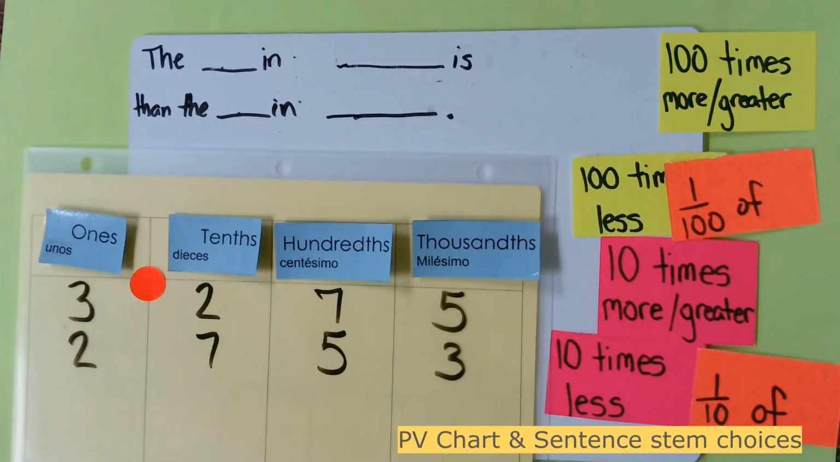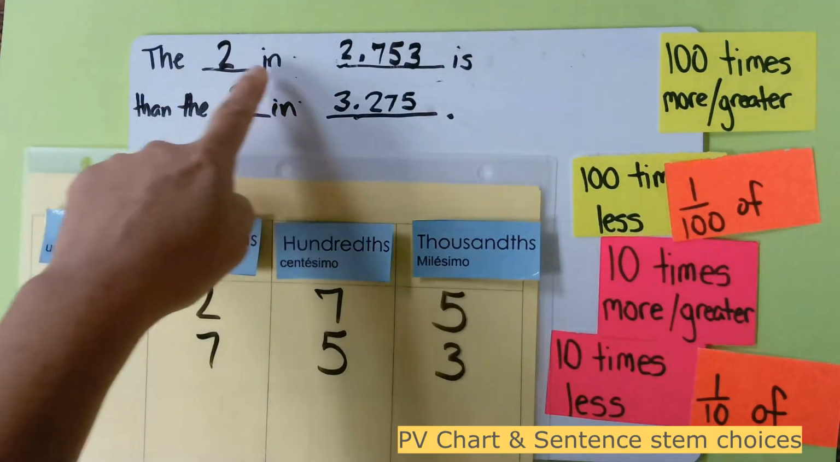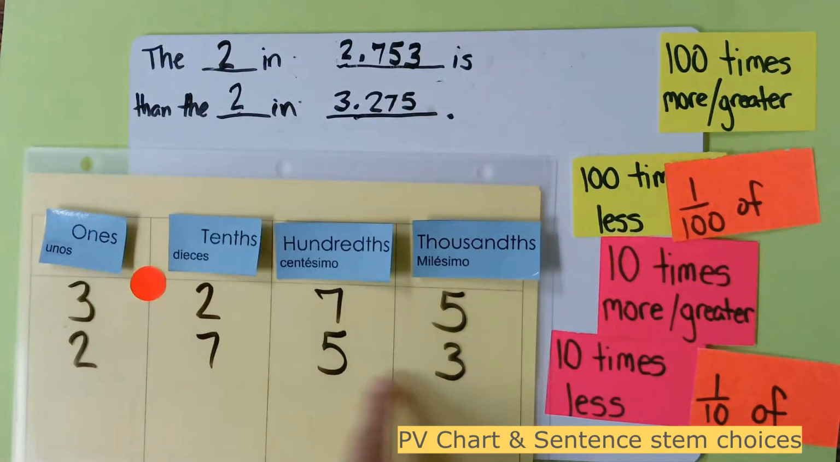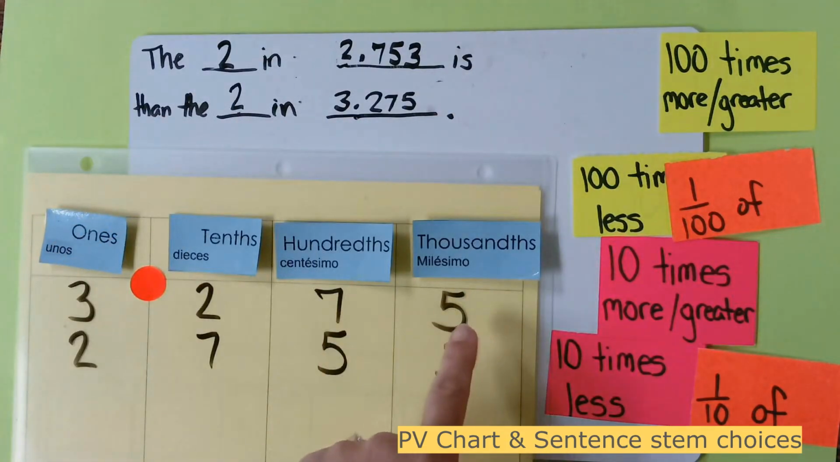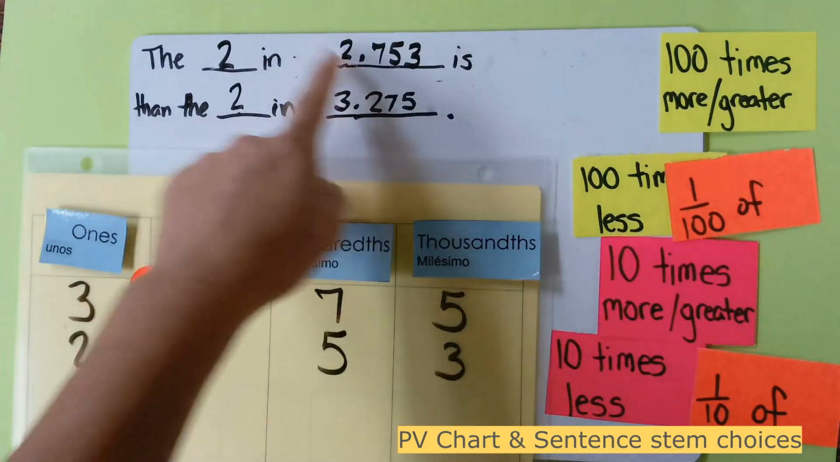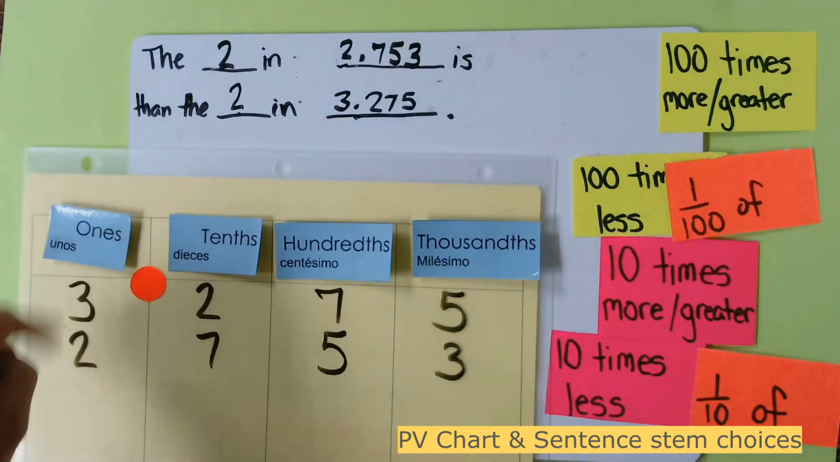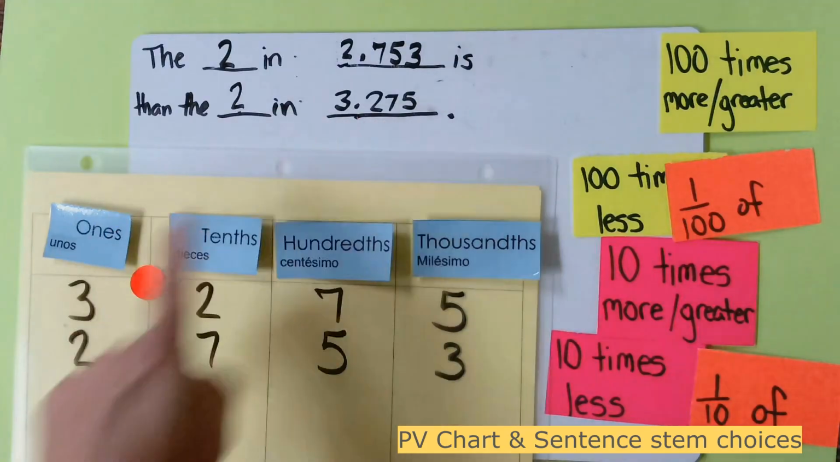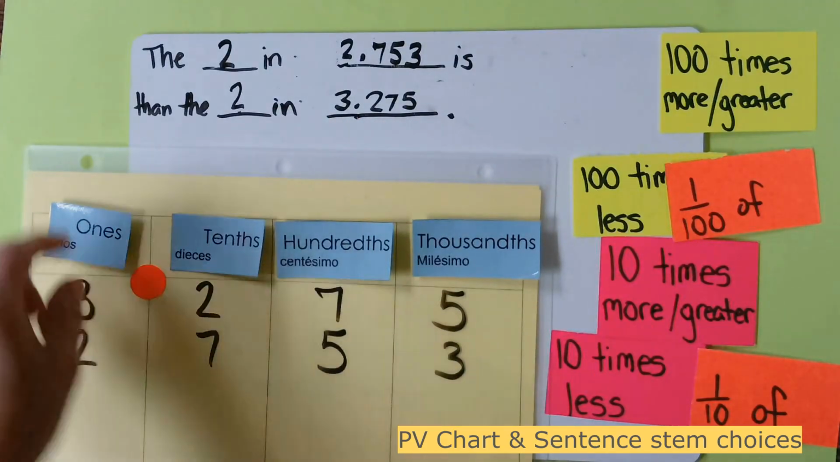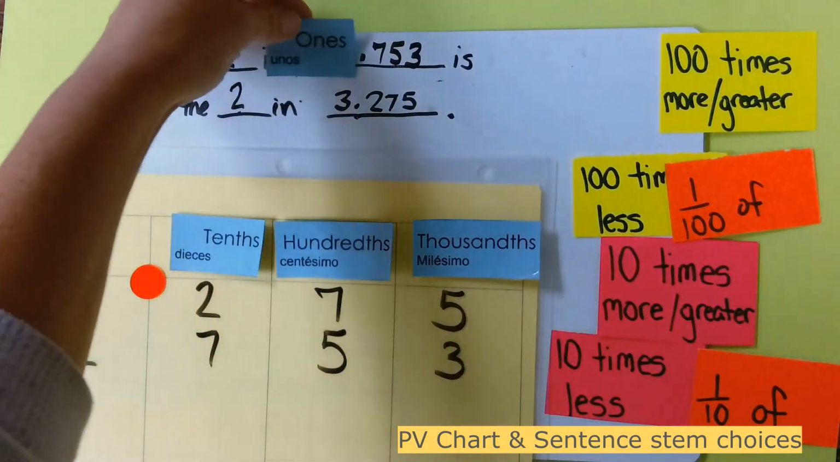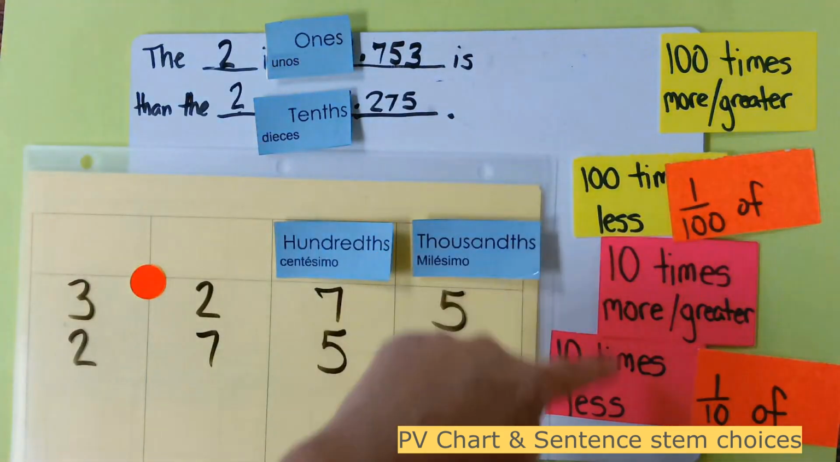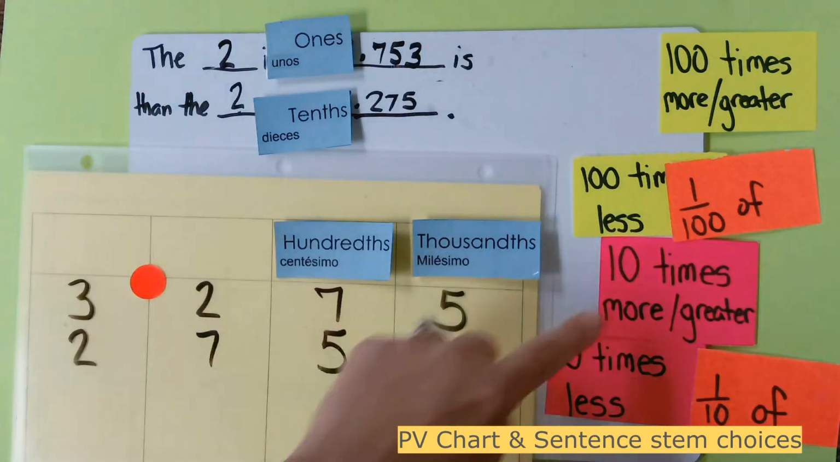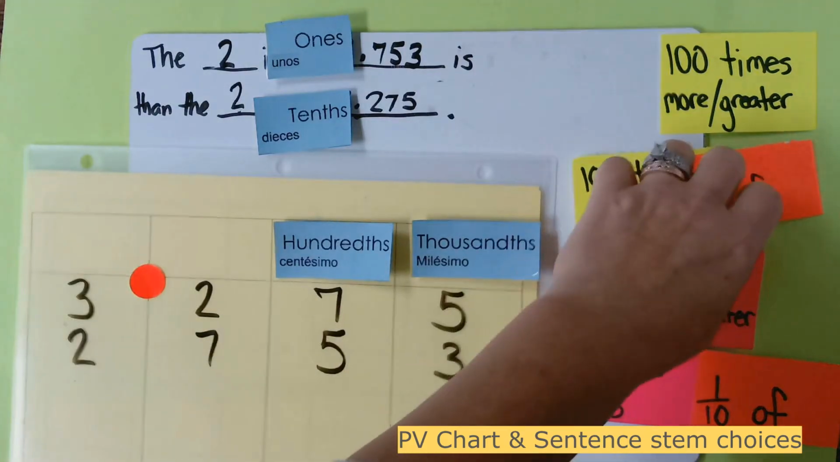Next, we're going to compare digits that are in two different numbers. So here I'm focusing on the 2 in each of the numbers, the 2 in the bottom number, as well as the 2 in the top number. Again, using expanded form and value of the digit could easily help students compare these two 2s. But I also want to utilize place value language as they're choosing their sentence stem choice.